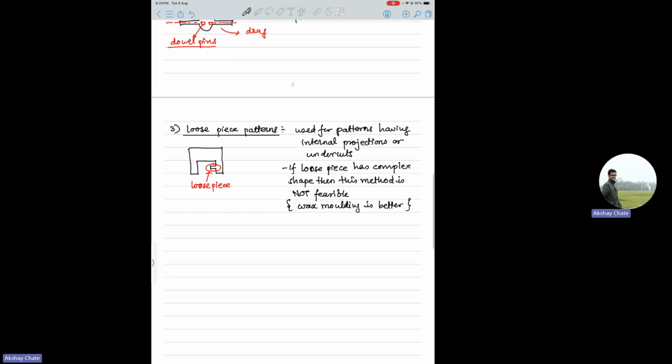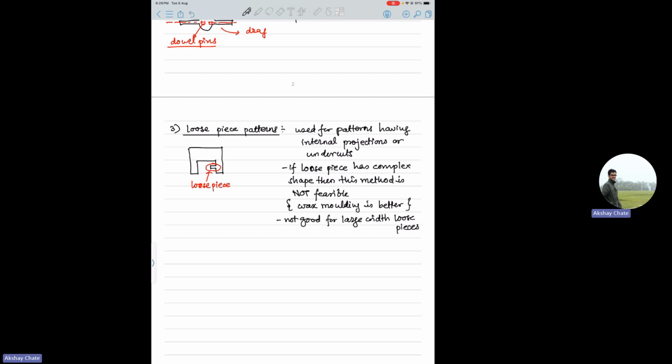So not good for large width loose pieces. So there also it is limited. Okay, so these are certain things about the loose piece pattern.